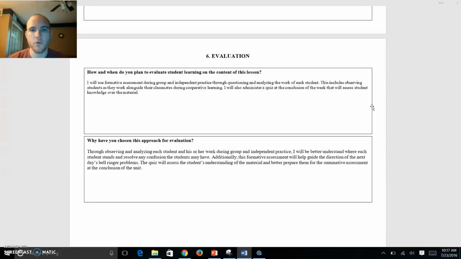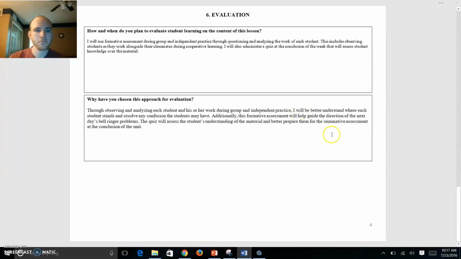I will also administer a quiz at the conclusion of the week that will assess student knowledge over the material. I'll go ahead and go into why I've chosen this approach for evaluation. I'll be able to assess them as they're working with their partner, through teamwork. I'll be able to assess them as they're working in their individual practice, through coming up with their own trial and seeing how well they're doing at that point after they've had practice with their partner and working with the simulator.